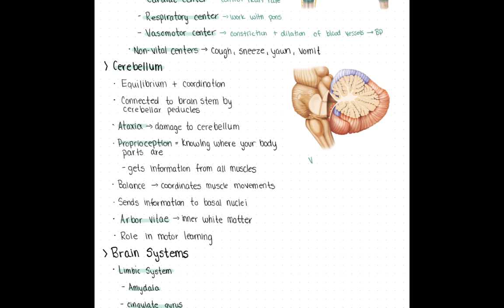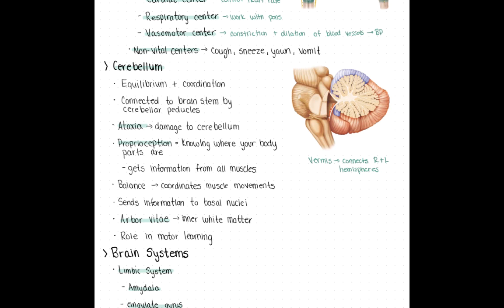Okay, so the vermis is a structure in the cerebellum that connects the right and left hemispheres of the cerebellum. So that's going to be the vermis. It's connecting left and right.